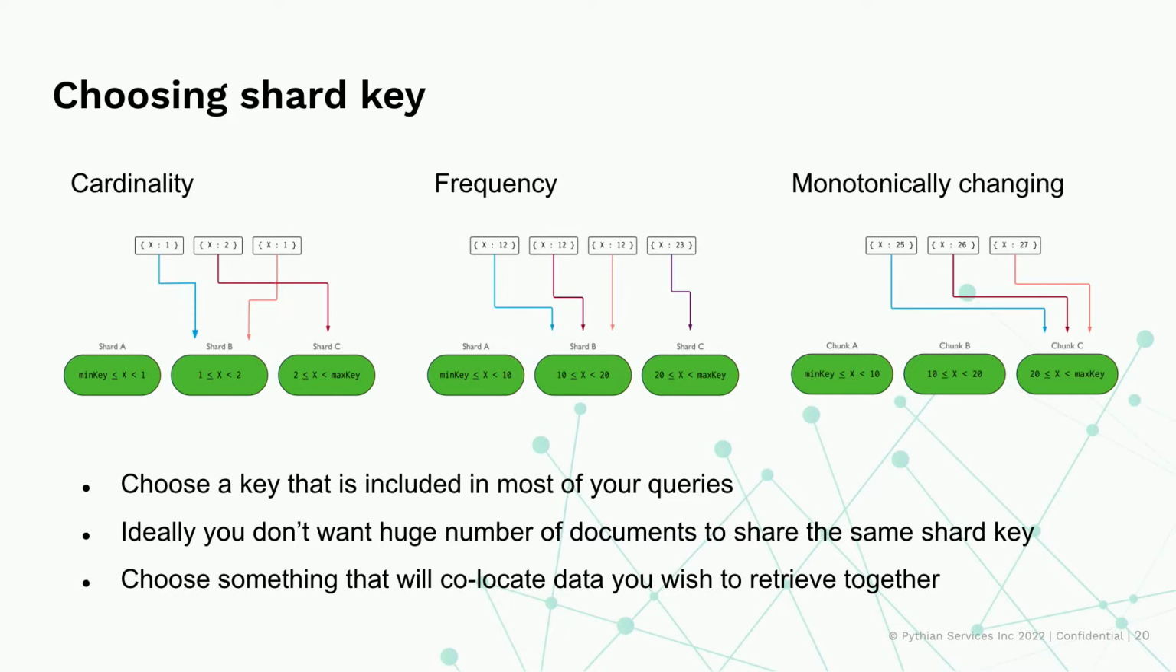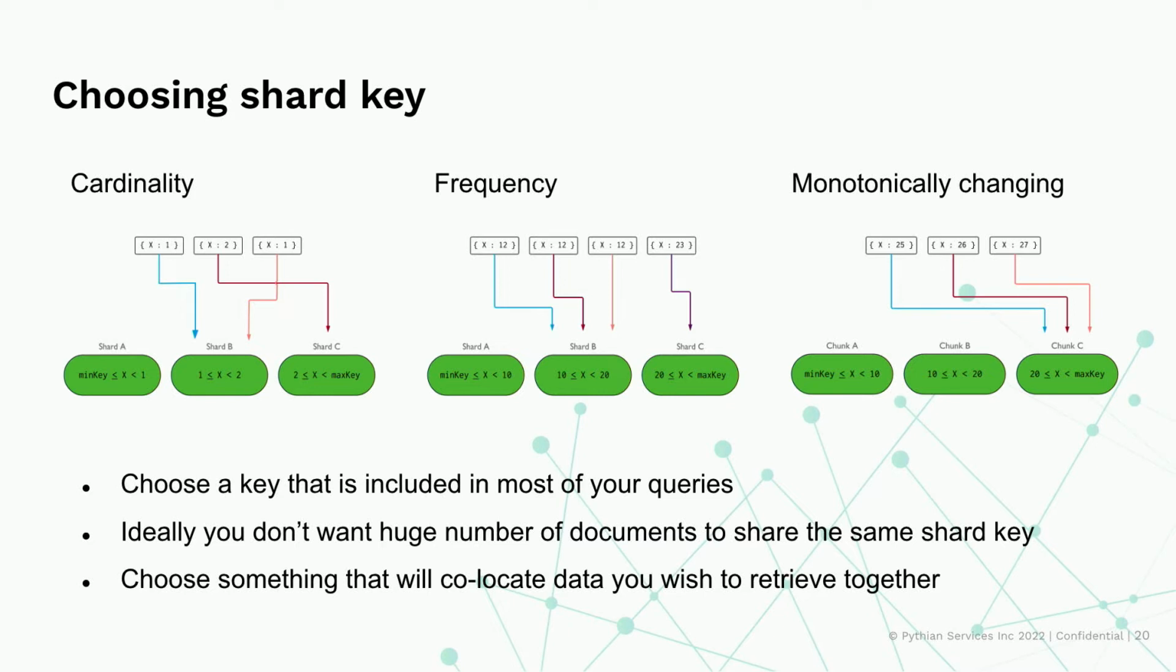And the third one is monotonically changing shard keys that will grow over time, like a timestamp, or maybe an auto increment key that just keeps growing over time. Those shard keys are also bad if you are using range-based sharding, because at one point all of your inserts will be going up to the max chunk key, and that will cause all of the load to go on the shard where that chunk will exist.